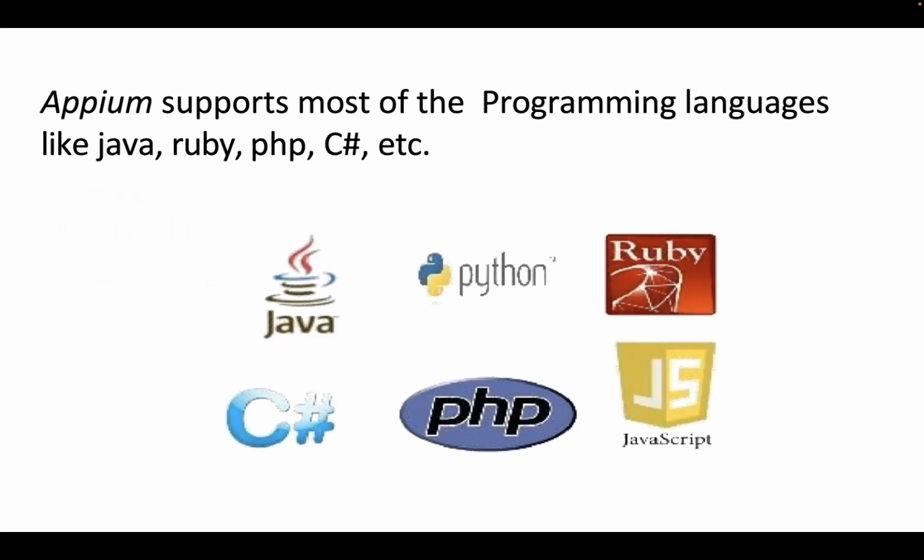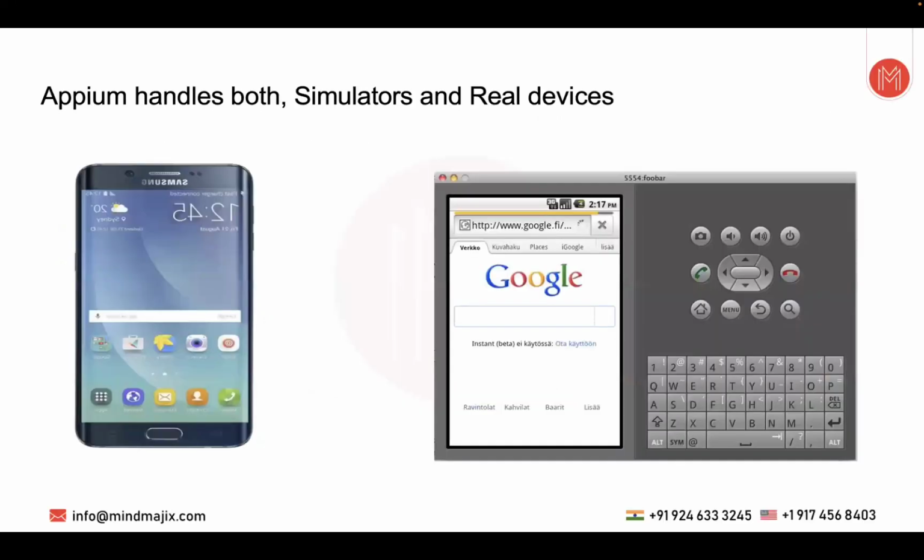What does Appium support? As you can see in the diagram, there are six languages that Appium supports. One of them is Java, which is the most popular, and also Python, Ruby, C#, PHP, and JavaScript. All of these support Appium. Okay, let's go to the next slide.